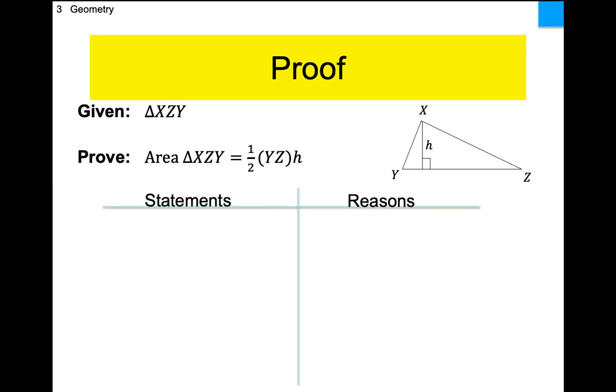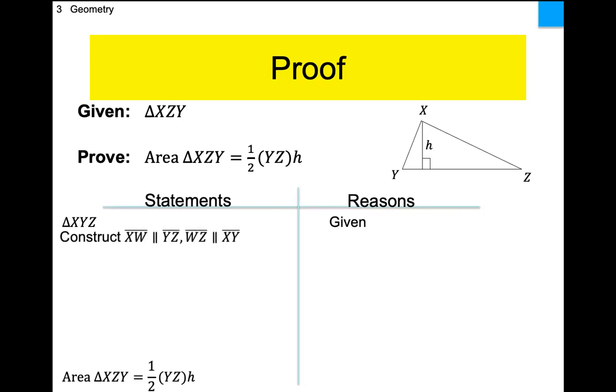All right, you've been using the area of a triangle for a while, 1/2 base times height, but it was never really proven to you, right? We're going to prove it now. So here's my setup. I have a triangle XZY, and I'm going to show that the area of that triangle is equal to 1/2 the base, which I'm going to choose YZ to be, times the height.